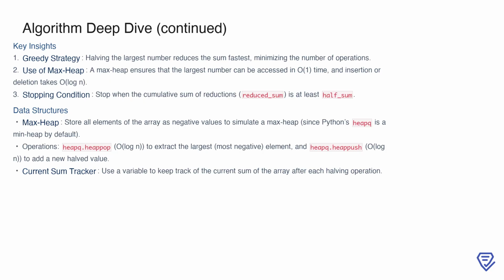The stopping condition for the algorithm is when the cumulative reductions we achieve bring the current sum down to at least half of the original sum. This ensures we stop as soon as the goal is met. To manage this, we store all elements of the array in the max heap by inserting their negative values, because Python's heap module is a min heap by default. By using negative values, the smallest number in the heap corresponds to the largest original number. Throughout the process, we also maintain a variable to track the current sum of the array after each halving operation.